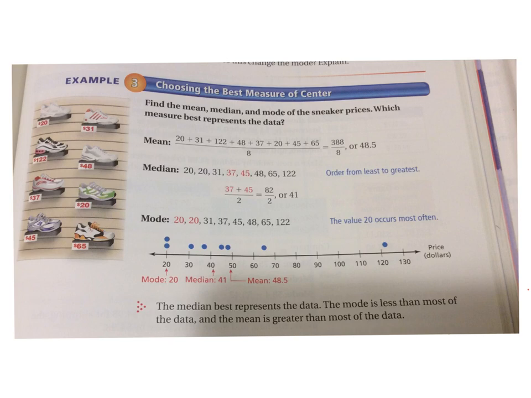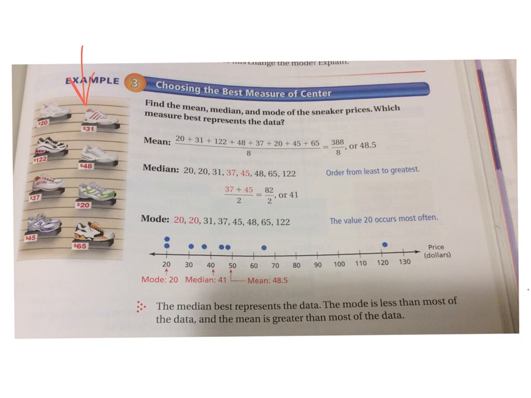This example says to find the mean, median, and mode of the sneaker prices, and then decide which measure best represents the data. So our sneakers are over here, and we can see there's a pretty big range of sneaker prices. They range from $20 to $122. So we need to figure out which measure would best represent the data.